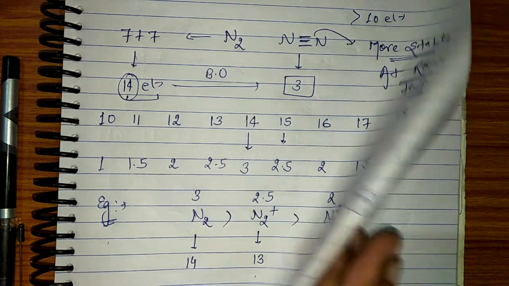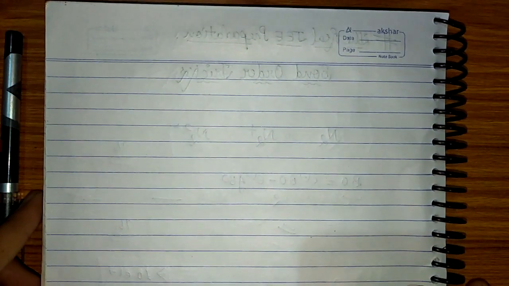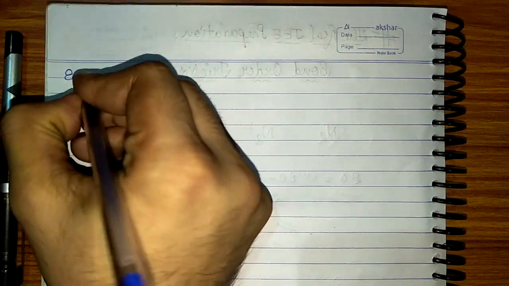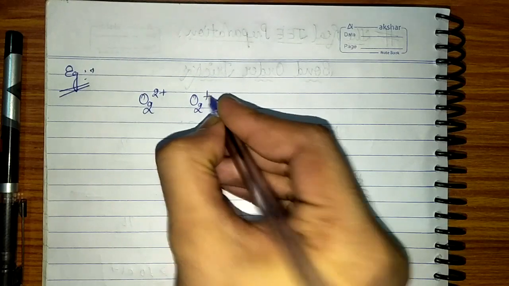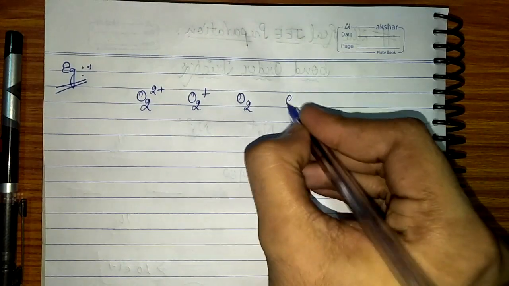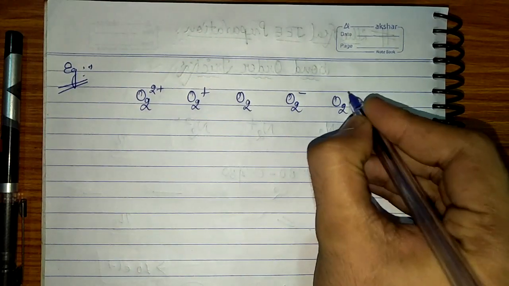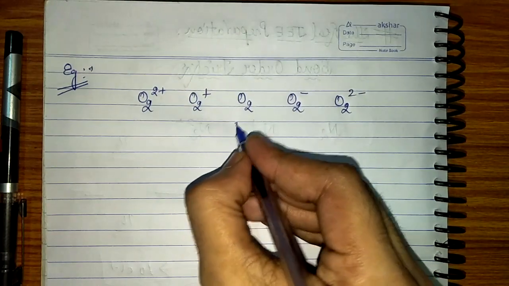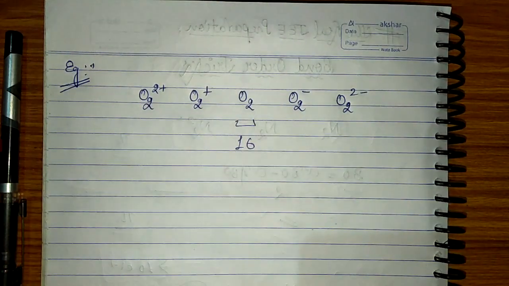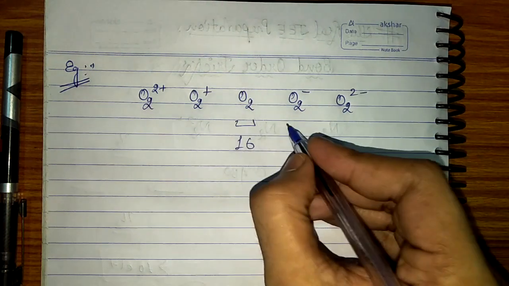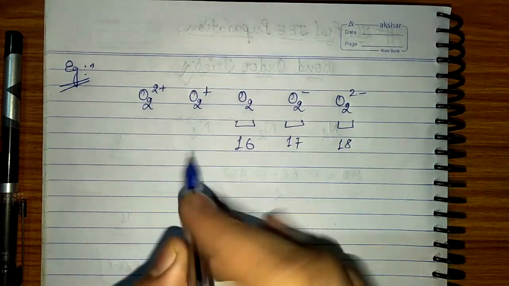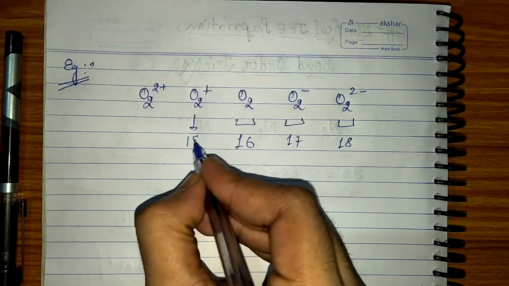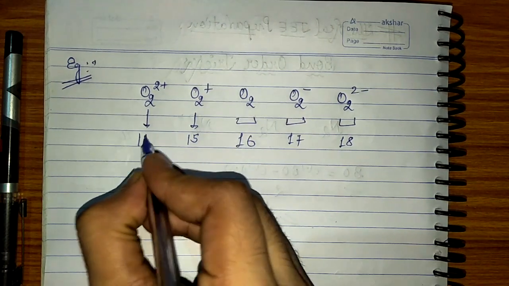Let's take one more example, you'll understand it better. The example goes like this: O2 2 plus, O2 plus, O2, O2 minus, O2 2 minus. O2 has 16 electrons in it, 8 plus 8. If we add 1 electron, it is going to be 17. Here it is going to be 18 because we have added 2 electrons. O2 plus means 15 and O2 2 plus means 14.